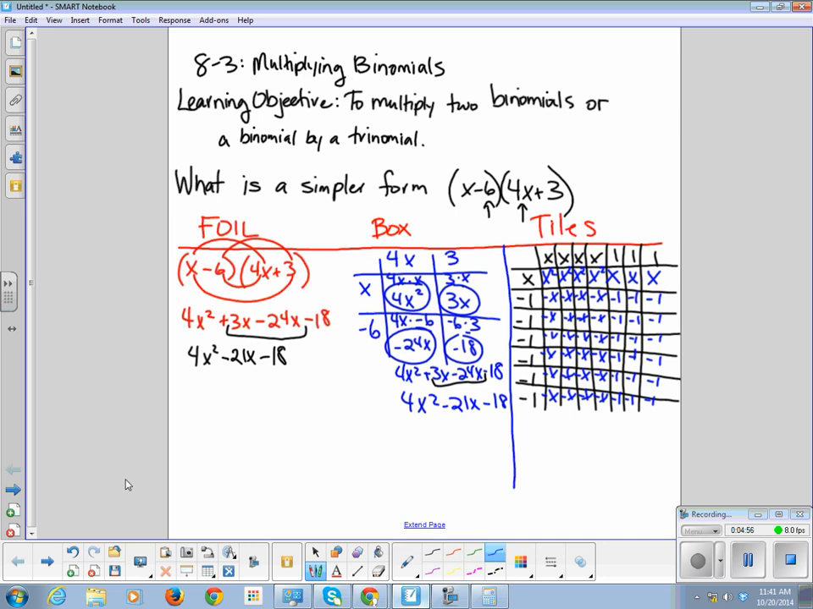All up. How many x squares do I have? I have 1, 2, 3, 4, and I'm looking around, I have no other x squared. So I have 4x squared. And then how many negative x's do I have? Let's count those up. 24 negative x's, or negative 24x.